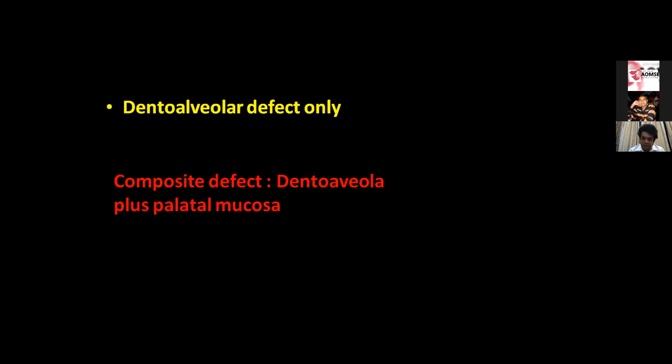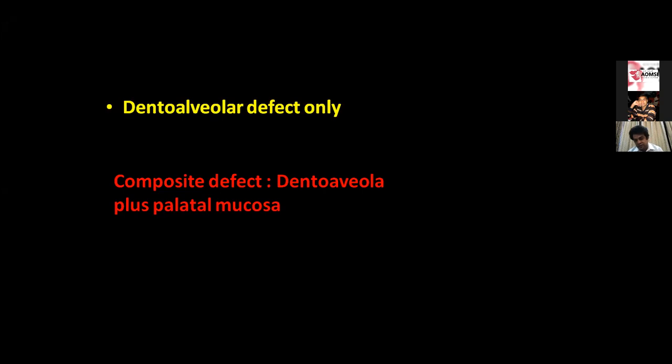But if it is a composite defect, then you have to decide whether you want to go for only a prosthesis, or you want to replace the soft tissue with some sort of flap or microvascular surgery, and then go for implant. You have to decide whether you want to place the implant first and then do soft tissue correction, or soft tissue correction first and then the implant, or do both simultaneously.